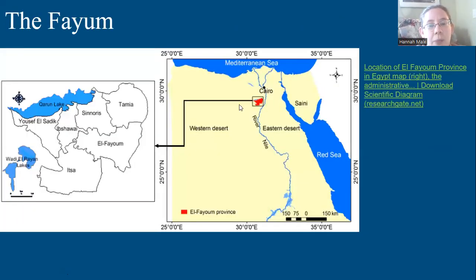So this is just a map of the Fayum region here. And then this is a map of the overall Nile, and the area in red is the Fayum. So this region is just blown up and demarcated to give you a closer idea of the sub-regions. But this gives you a better sense of the overall size of the Fayum in relation to the Nile Valley and the Nile River as a whole.